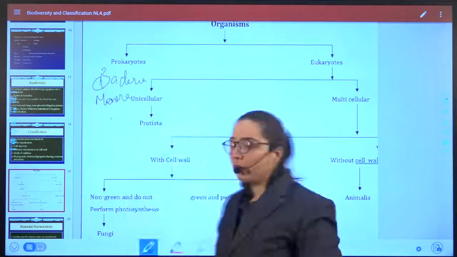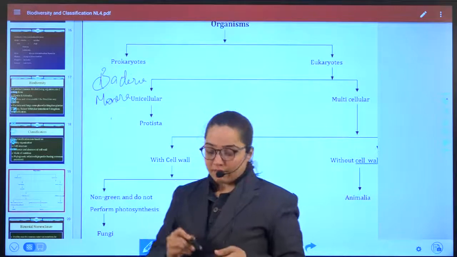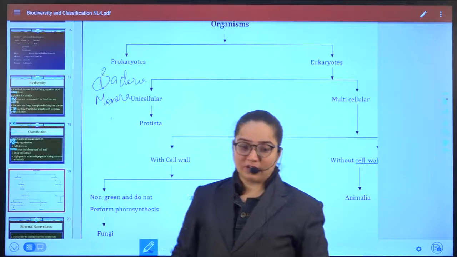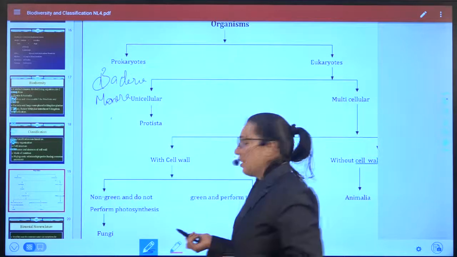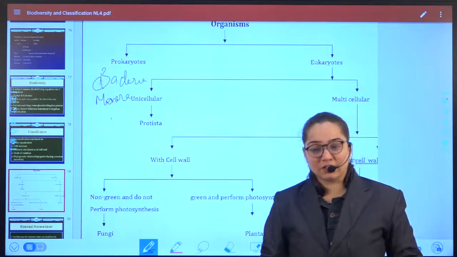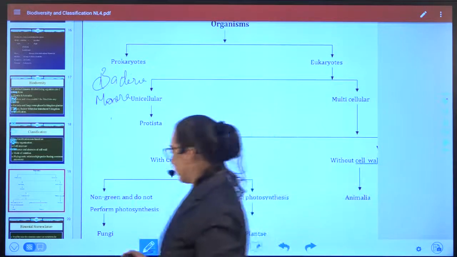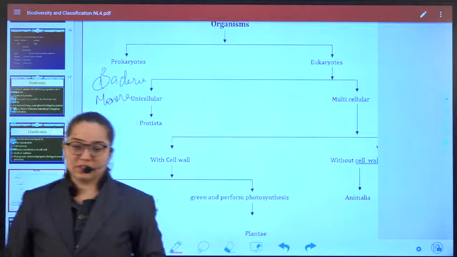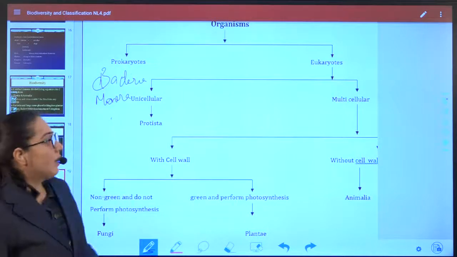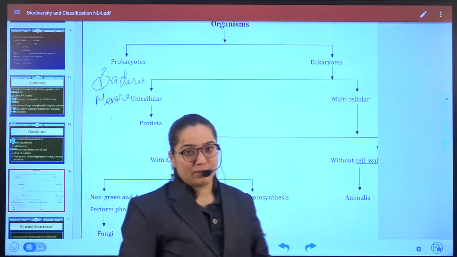If we talk about with cell wall, then there are two possibilities, one which are non-green and one which are green. In green you are having the chloroplast that is performing the photosynthesis, that is coming under the category of kingdom Plantae. If we talk about non-green and do not perform photosynthesis, then it's kingdom Fungi. And without cell wall, if it is, then it is kingdom Animalia.